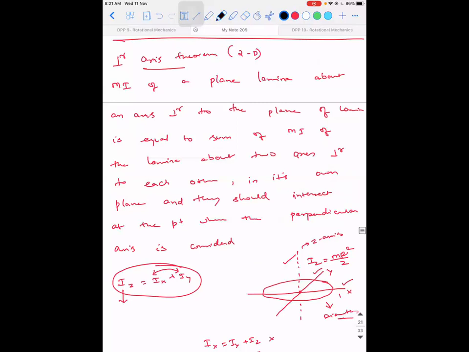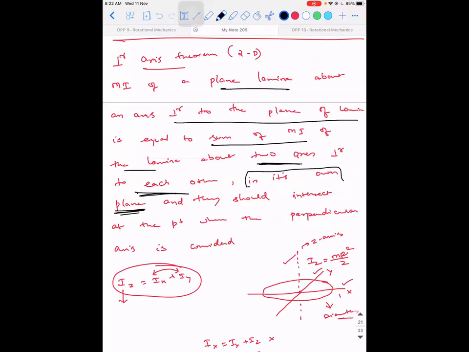Now read it carefully. Moment of inertia of a plane lamina about an axis perpendicular to the plane of lamina is equal to sum of moment of inertia of the lamina about two axes which are perpendicular to each other. And how are they supposed to be? They should be in its own plane. This is the point many people miss. So Ix and Iy are the moment of inertia of two axes which are lying in the plane of the lamina itself. Iz is the one which is perpendicular. Am I clear, guys?